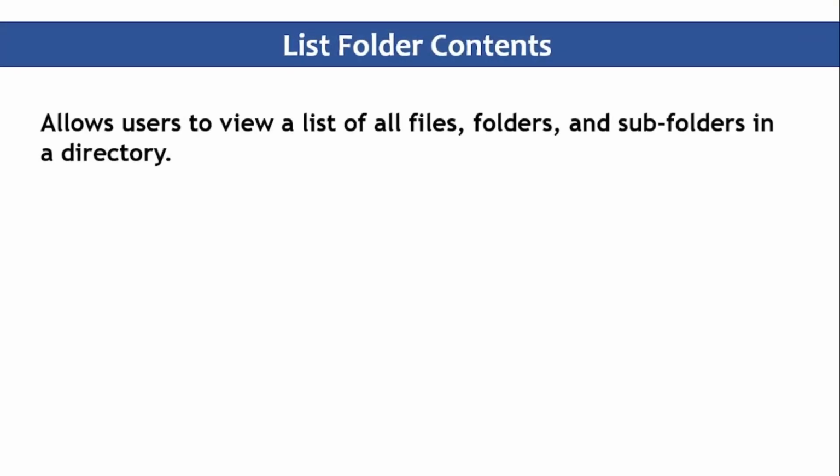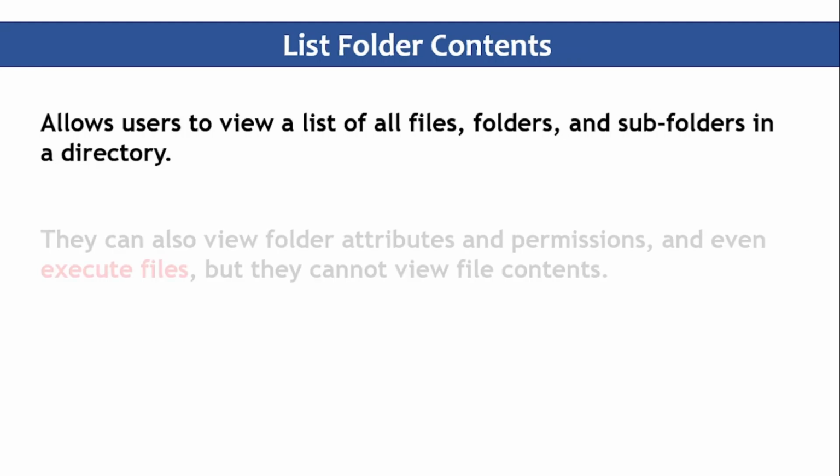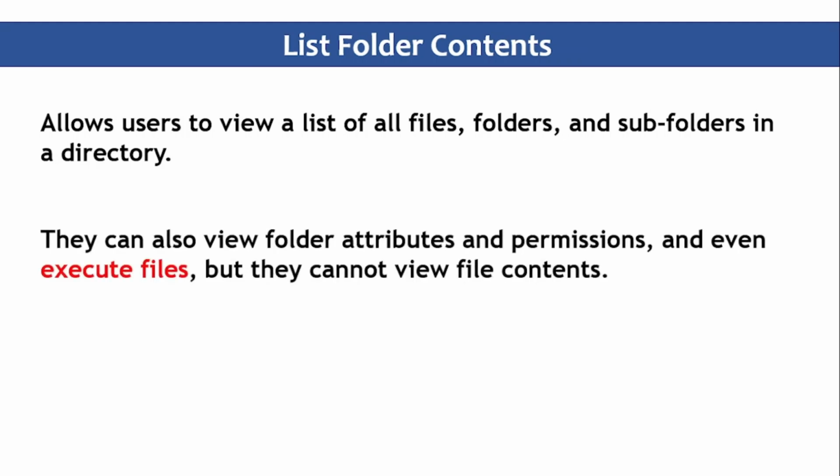List folder contents allows users to view a list of all the files and folders and subfolders in the directory. So it's just listing the folder contents along with files and subfolders in that particular directory. They can also view folder attributes and permissions and even execute files, but they cannot view file content. So they can view all the folder contents, they cannot view the file content.